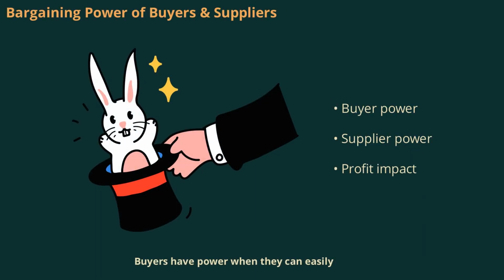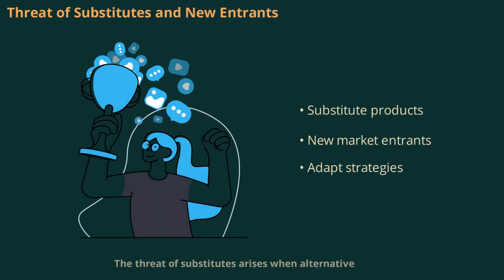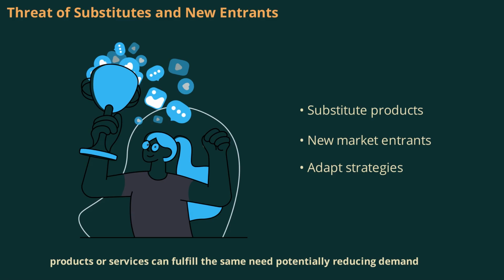Buyers have power when they can easily switch suppliers or purchase in large volume, pushing prices down. Suppliers have power when they are few in number or offer unique inputs, potentially increasing costs. Managing these relationships strategically is key to maintaining profitability. The threat of substitutes arises when alternative products or services can fulfill the same need, potentially reducing demand. New entrants increase competition and can disrupt market dynamics, especially if barriers to entry are low. Organizations must monitor these threats and adapt strategy accordingly.